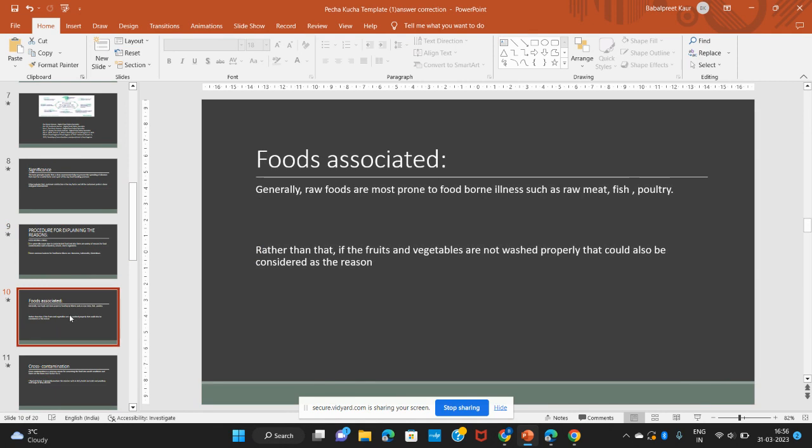In these slides, I want to describe the foods associated with foodborne illness. In general, raw foods such as raw meat, fish, and poultry are most prone to foodborne illness. Other than that, unwashed fruits and vegetables and other things are also prone to foodborne illness.